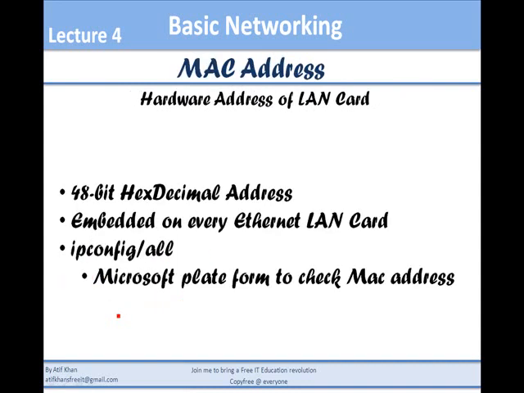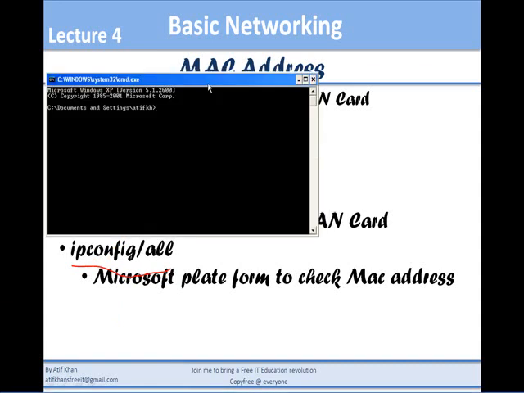The next, MAC address. First of all, MAC address is the hardware address of a LAN card. As we have discussed before, it's a 48-bit hexadecimal address. It is embedded on every LAN card, and for the Microsoft platform, there is a command ipconfig /all. By using this command, you can check the MAC address. Like this, open the command prompt of the computer system. I am using Microsoft Windows XP. Whatever flavor of Microsoft you are using, the command will be the same.